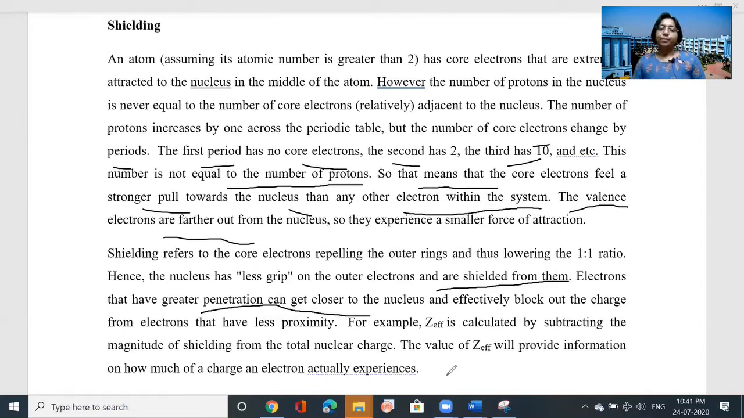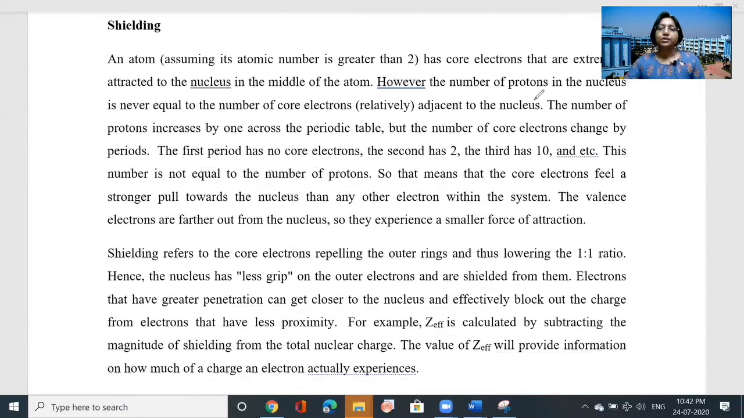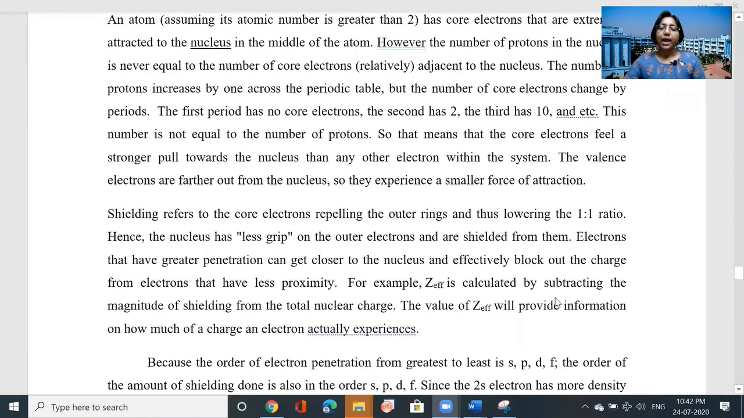For example, Z effective is calculated by subtracting the magnitude of shielding from the total nuclear charge. The value of Z effective will provide information on how much of the charge an electron actually experiences. So basically, how much charge it actually experiences, that is the Z effective.